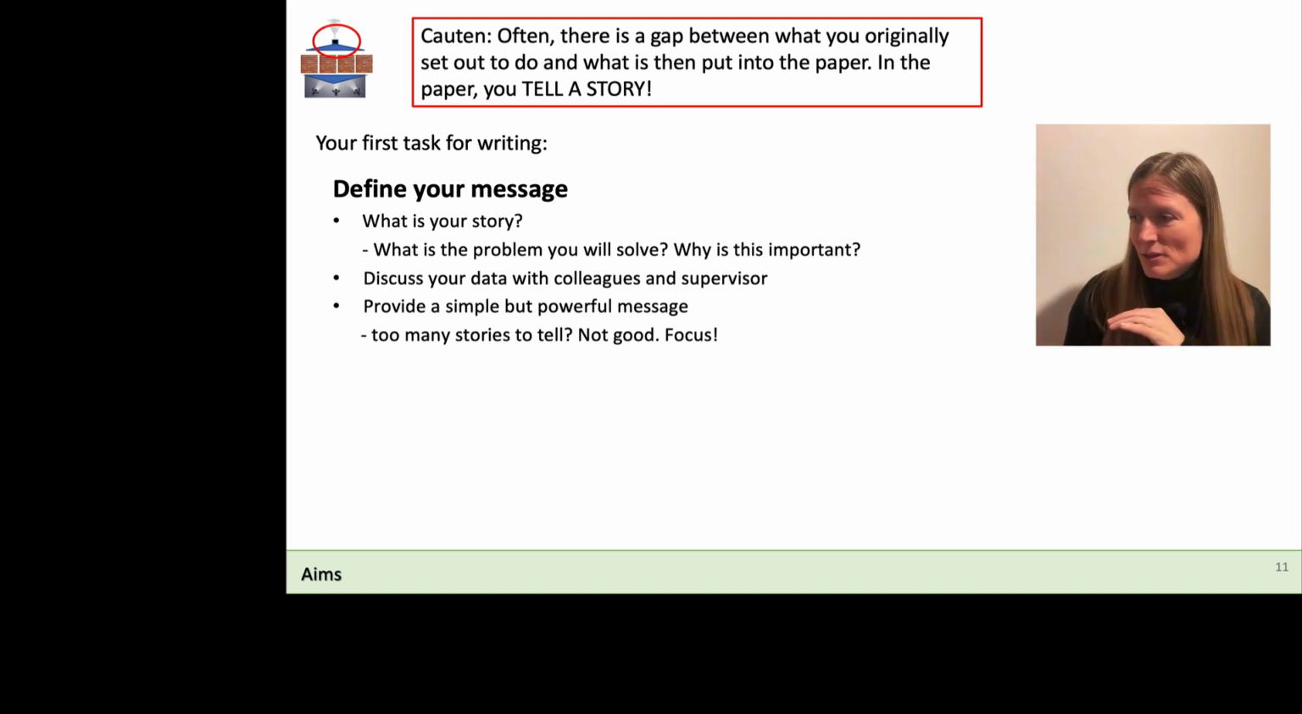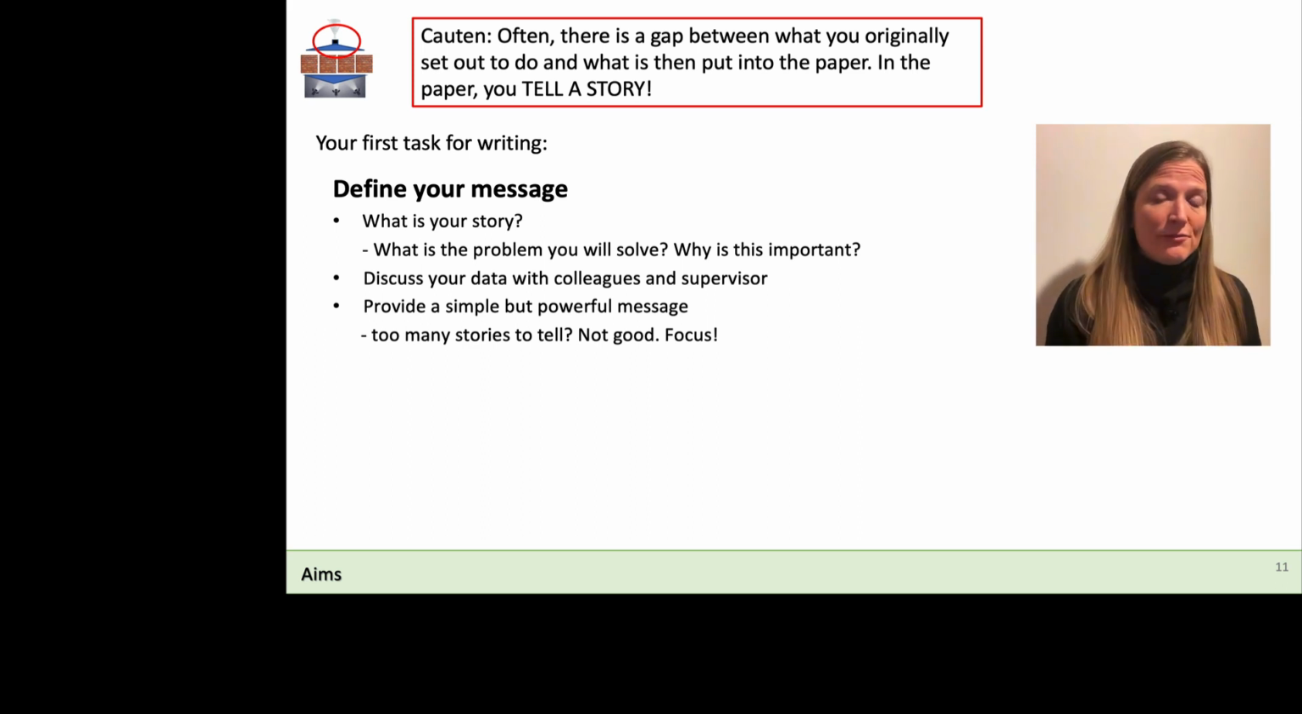And even if you have the most beautiful wealth of data and it does not fit your story, throw it out. It's not part of your story. Why? Because it is hard to follow and people have difficulties reading it and concentrating. So you need to tell them one story at a time. Focus.